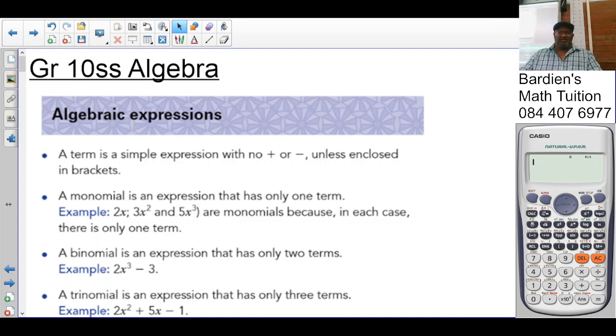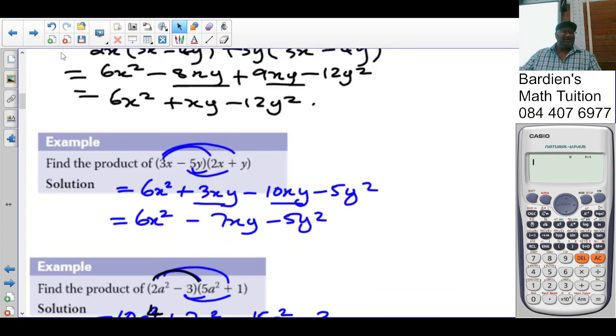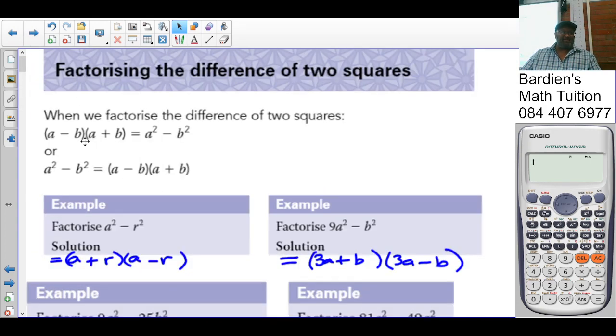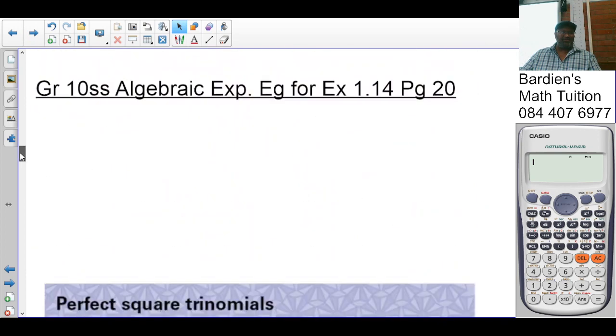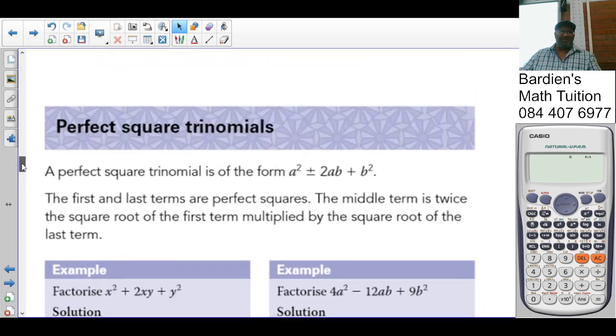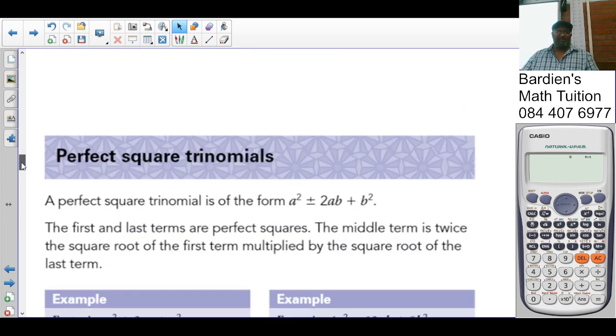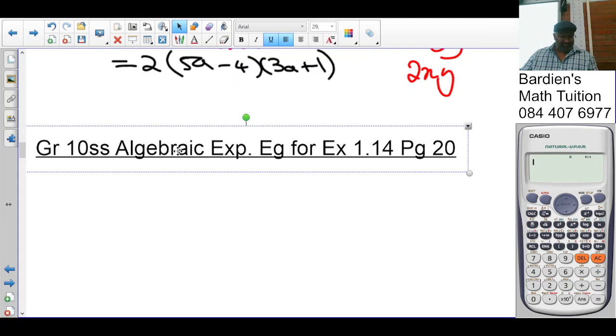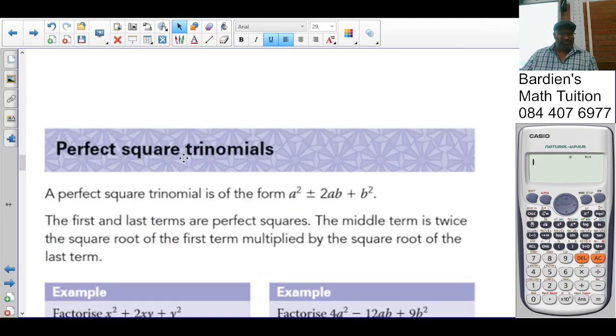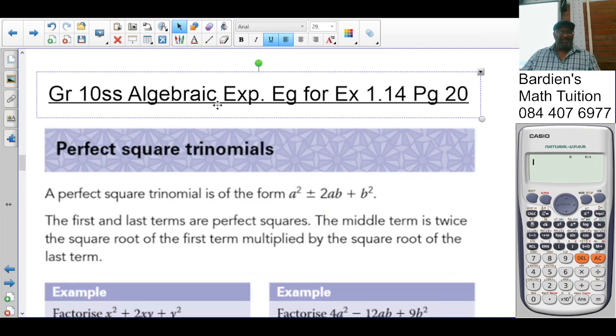Okay, good morning class. So at this point we're looking at algebra and we're looking at exercise. We're busy with factorization of trinomials. Is that correct? So it's algebraic expressions. Examples for exercise 1.15.